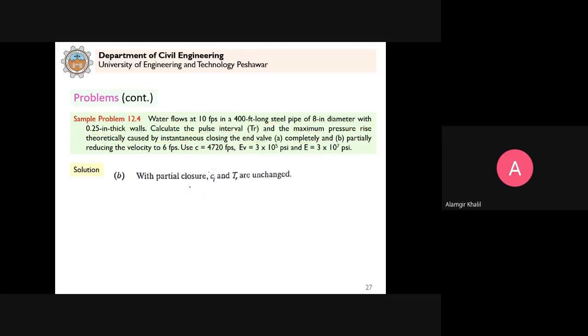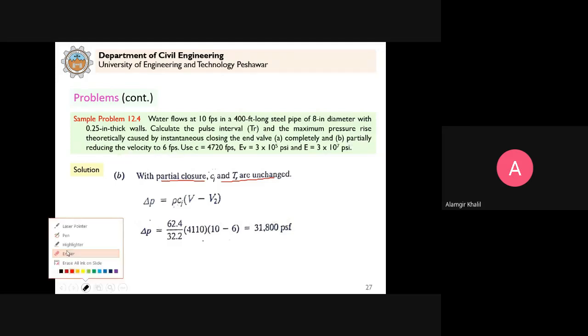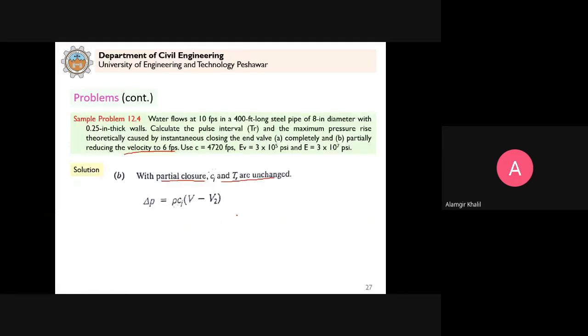In the second case with partial closure, Cj and Tr remain the same. But now we have V2 because it is not complete closure. When it is complete closure, this is 0, and this was the formula in part A. But now we are still closing, so the velocity is not reduced to 0, but to V2. It is given as 6 foot per second, partially reducing the velocity to 6 foot per second. So just put the value.